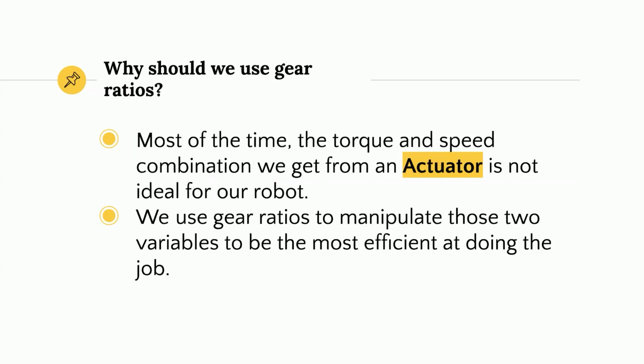So why should we use gear ratios? Most of the time, the torque and speed combination we get from an actuator is not ideal for our robot. We use gear ratios to manipulate those two variables to be the most efficient at doing the job at hand. So most of the time, especially with motors, as we'll go over later, are really fast and have really low torque. So we want to gear up in order to make sure that the actual torque and speed is good for purposes of our robot.